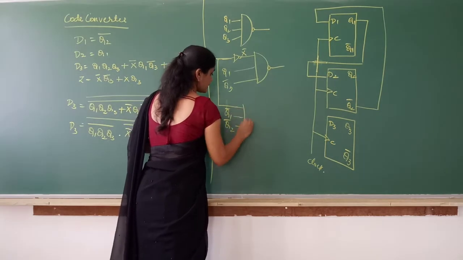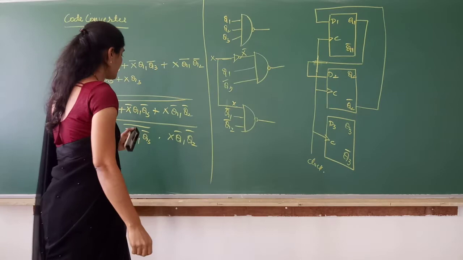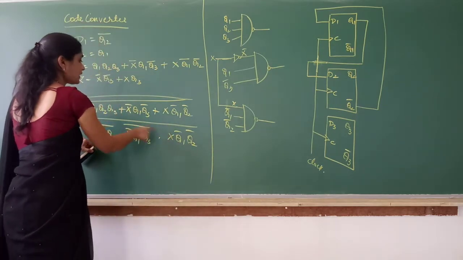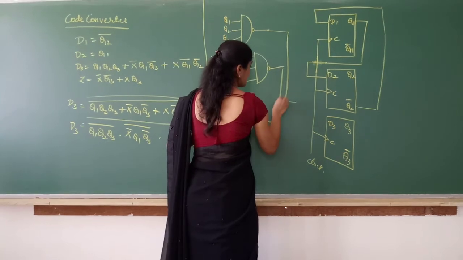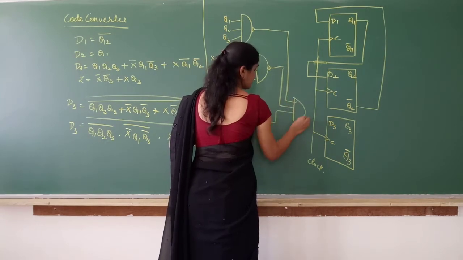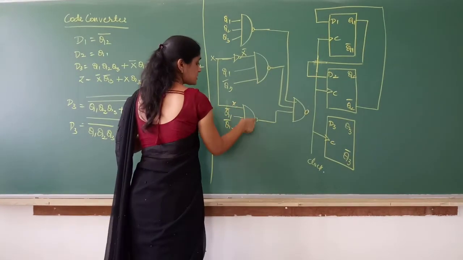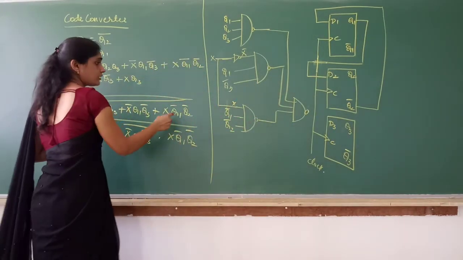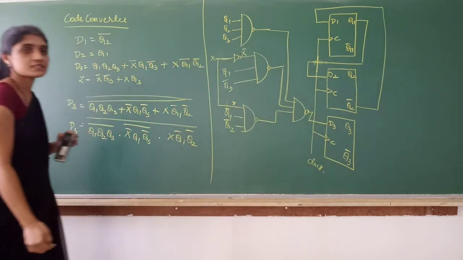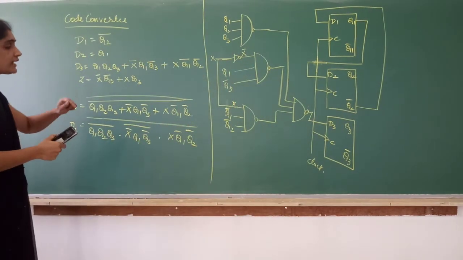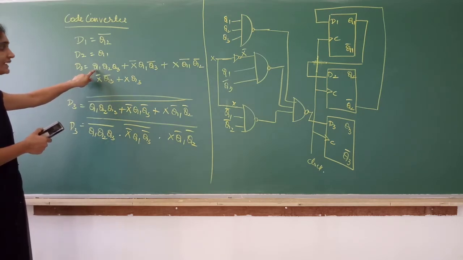So here you will have X Q1 bar Q2 bar. All these are given again to a NAND gate, and what you get here is the whole bar. Give this to D3. The D3 input is this. See, this is using NAND gates. Otherwise you can implement the same using OR and AND gates.